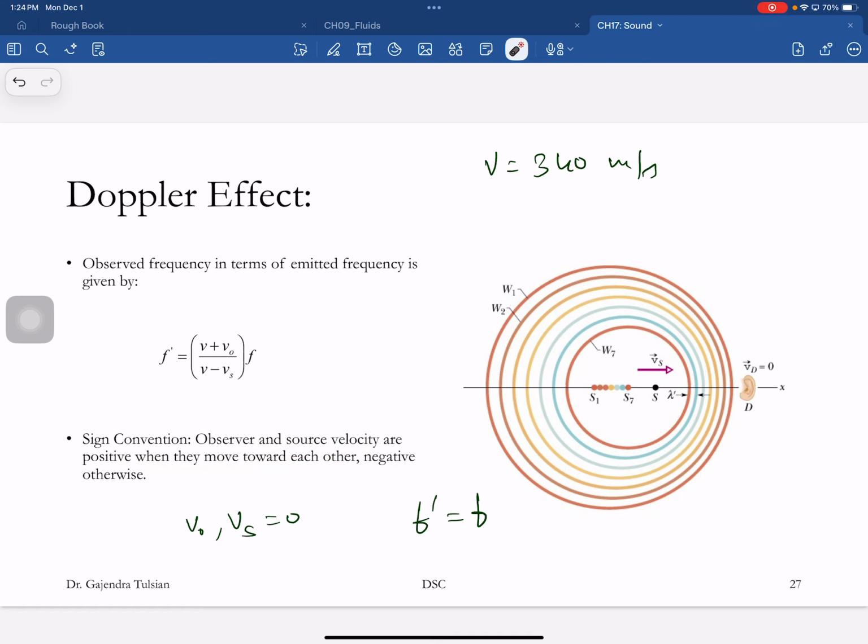Let's do it one at a time. We'll keep this 0, so the source is at rest. If the observer moves towards the source, then this will be positive, and the frequency will be V plus V naught divided by V. This is greater than 1. You'll hear a higher frequency, and so on. You can figure that out, and this formula covers all cases. Again, if the source and observer are moving toward each other, the perceived frequency will be higher than the emitted frequency.